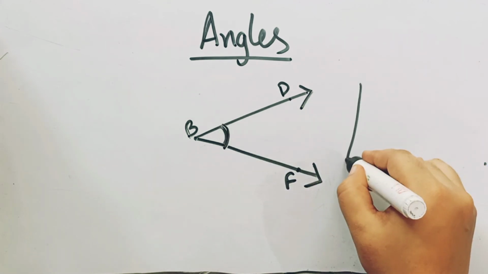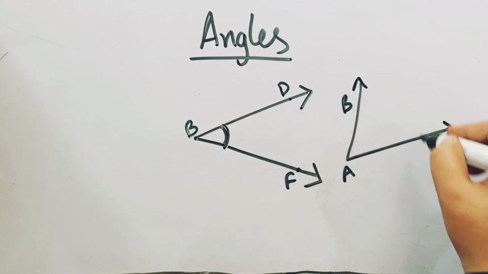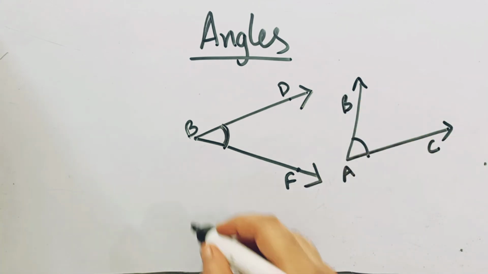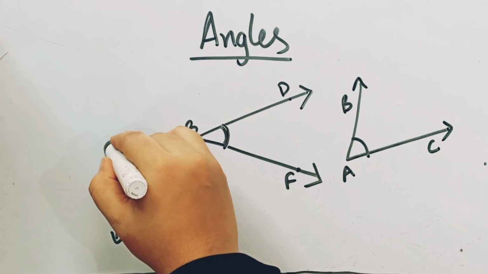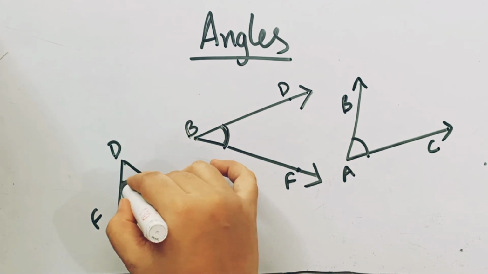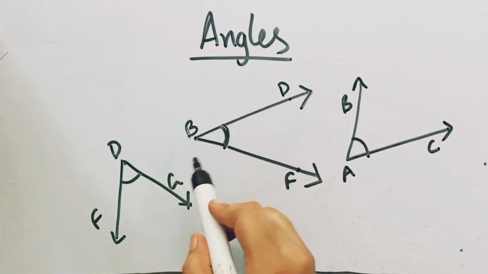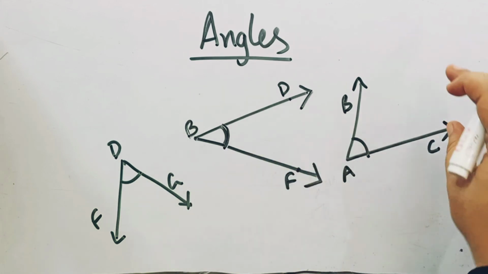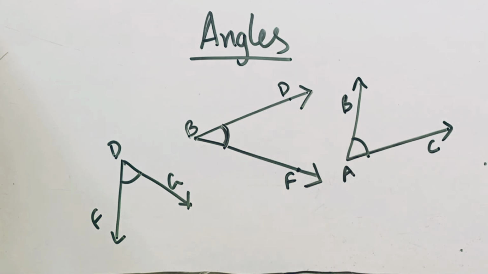In the same way, this is another angle. So in this way we mark the angles by making a small circle over there. So what is an angle? An angle is made up of two rays starting from a common point.